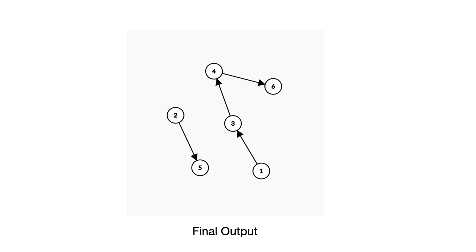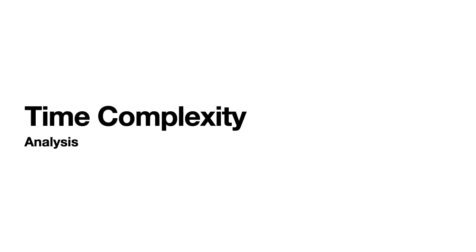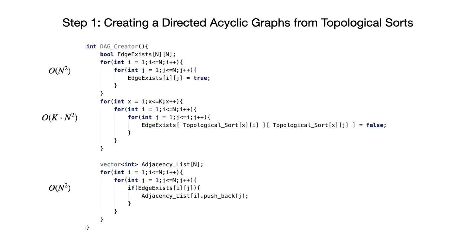Now, before we leave, I want to analyze the time complexity of this code with you and show you a bit of the implementation. So the first step was creating a directed acyclic graph from topological sorts, right? So this is a function called DAG creator, which I've written. So let's see how that function works. There's a matrix called edge exists of size n into n. Now if edge exists I, j is true, then it means that there is an edge from I to j.